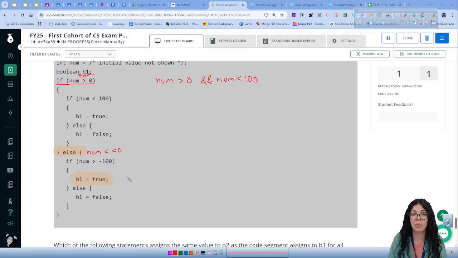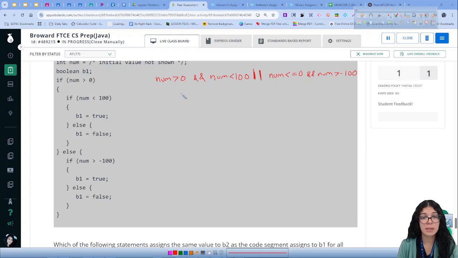So if num is not greater than 0, which means that it's less than or equal to 0, then I will go into here. But also, not only that has to be the case, but also this second if also has to be true. So the num has to be less than or equal to 0, and the num has to be greater than negative 100. So there's two ways for the B1 to be set to true. This is one way, or the second way is that num is less than or equal to 0, and that num is greater than negative 100.